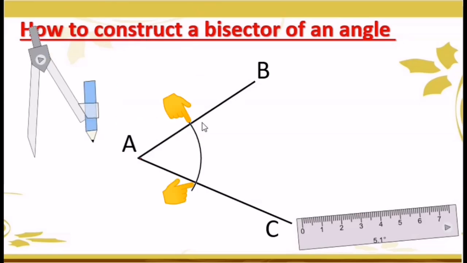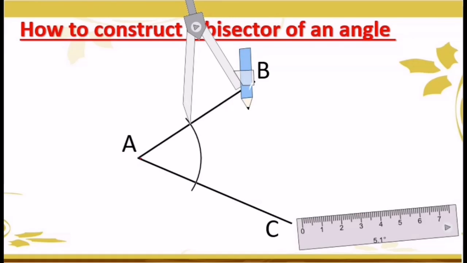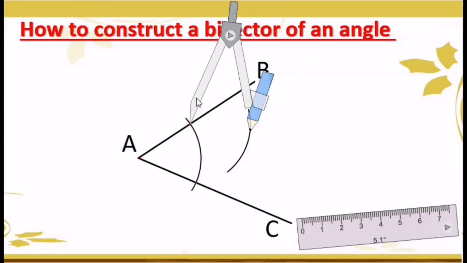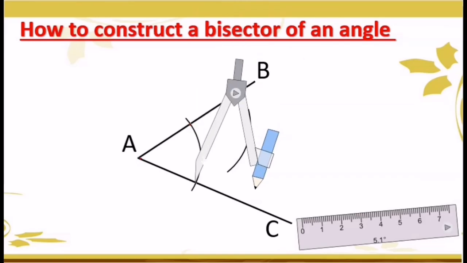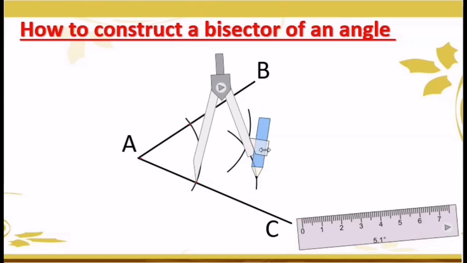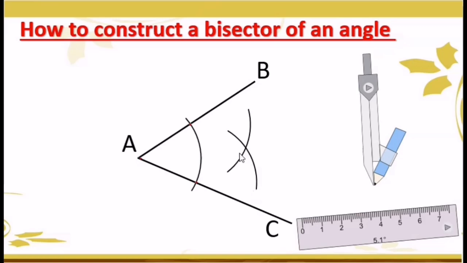This curve intersects the line AB at a point and AC at a point. The second step is to place the compass at this point and draw another curve or arc, and do the same at this point. But keep in mind that you should not change the opening of the compass or its radius. So, we draw another curve. The two curves intersect at this point.